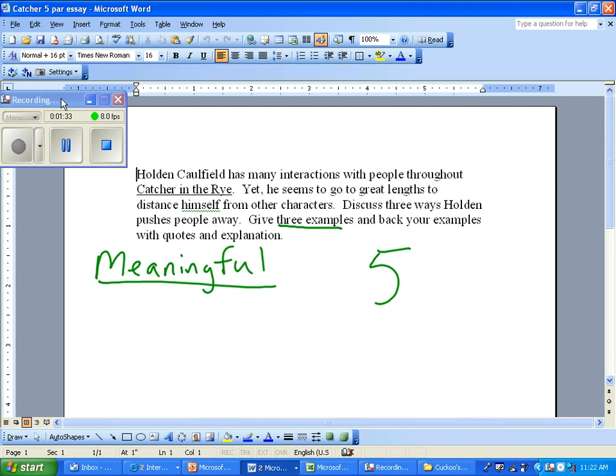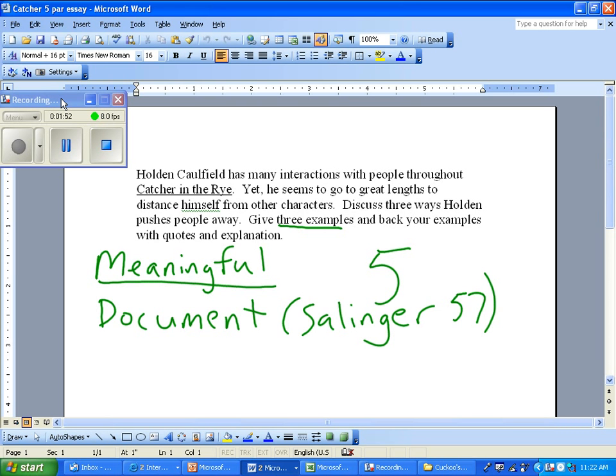Okay? As always, you will be graded on your ability to make the good quotes and also to document them. You will document them by putting Salinger, because he's our author, and then whatever page number, page 57. Okay? That's the way you document a quote.